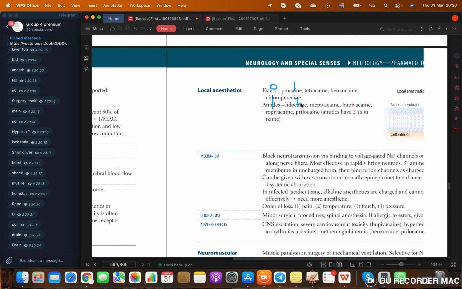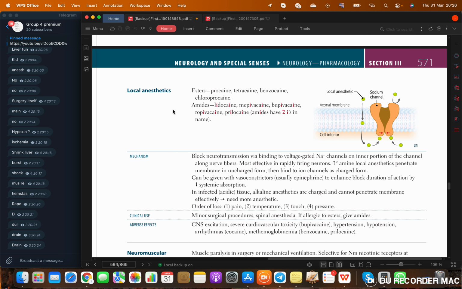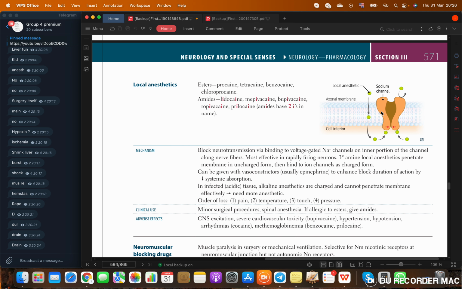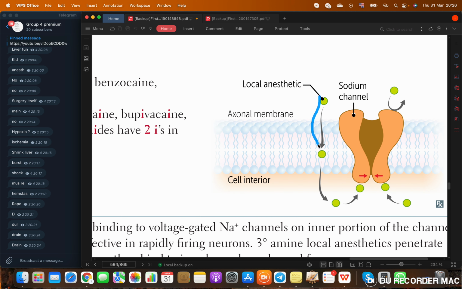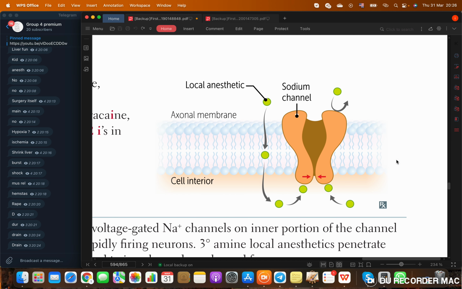So amides have one "i", so the drug will have two i's: lidocaine, mepivacaine, bupivacaine. A lot of two i's, aine, caine. Basically the local anesthetic will penetrate the cell and go inside of the cells and inhibit the sodium channels. But this is important: not from the outside, but from the inside, okay? So local anesthetics block the sodium channels from the inside of the cells.